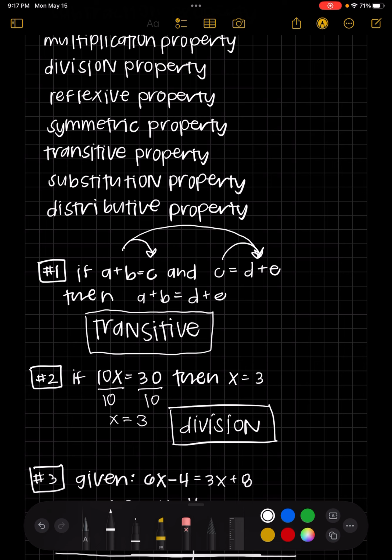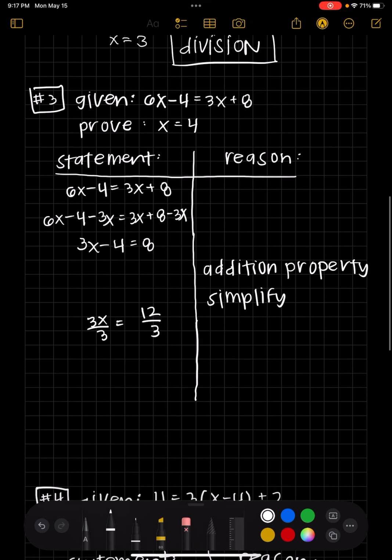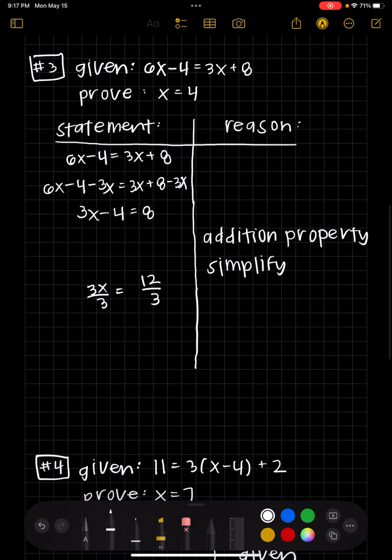Okay, so the first couple of questions on your self-check are like this. You just need to determine what property is used. Then the last couple of questions talk about proofs. So let's go through a couple of examples there. The first one is, given that we have 6x minus 4 is equal to 3x plus 8, we need to prove that x is equal to 4.